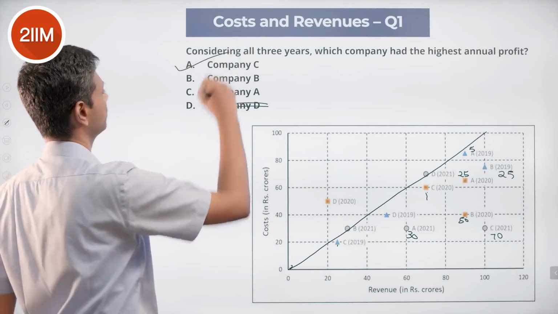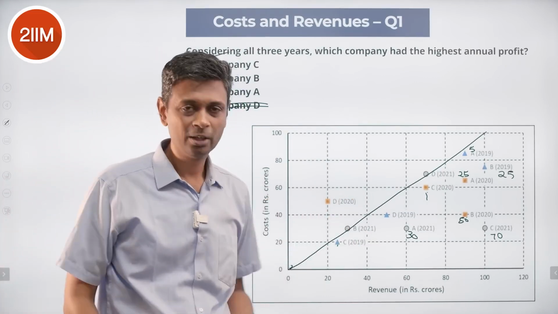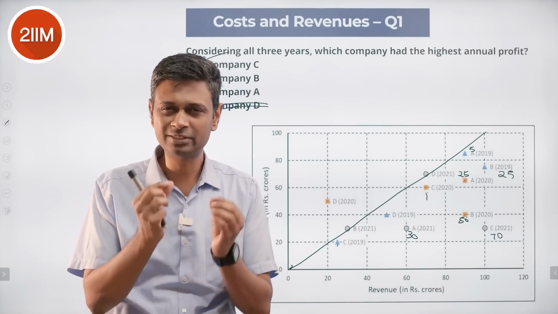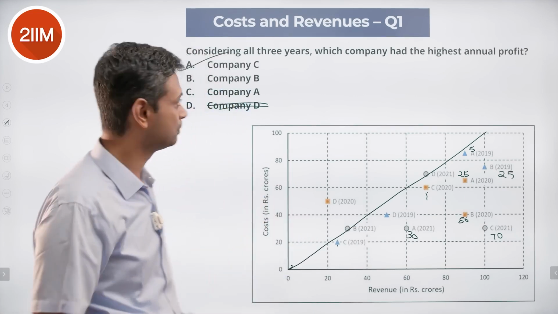So C is my answer. Computing is possible, doable, plonk it in, but scanning it and getting a feel for it is that much better. See, this number is big. It eats up everything else.